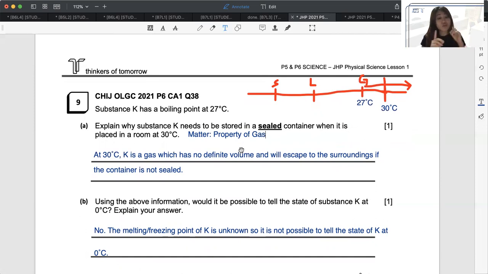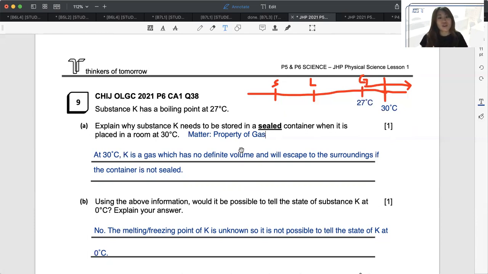Now, bear in mind, let's do a bit of recap. Remember that melting point and freezing point are the same, okay? So let's say I tell you the melting or freezing point of K is maybe at 15 degrees Celsius. So 15 degrees Celsius means what? If it's at 15 degrees Celsius, at 0 degrees Celsius, I definitely know it will be solid state, right?